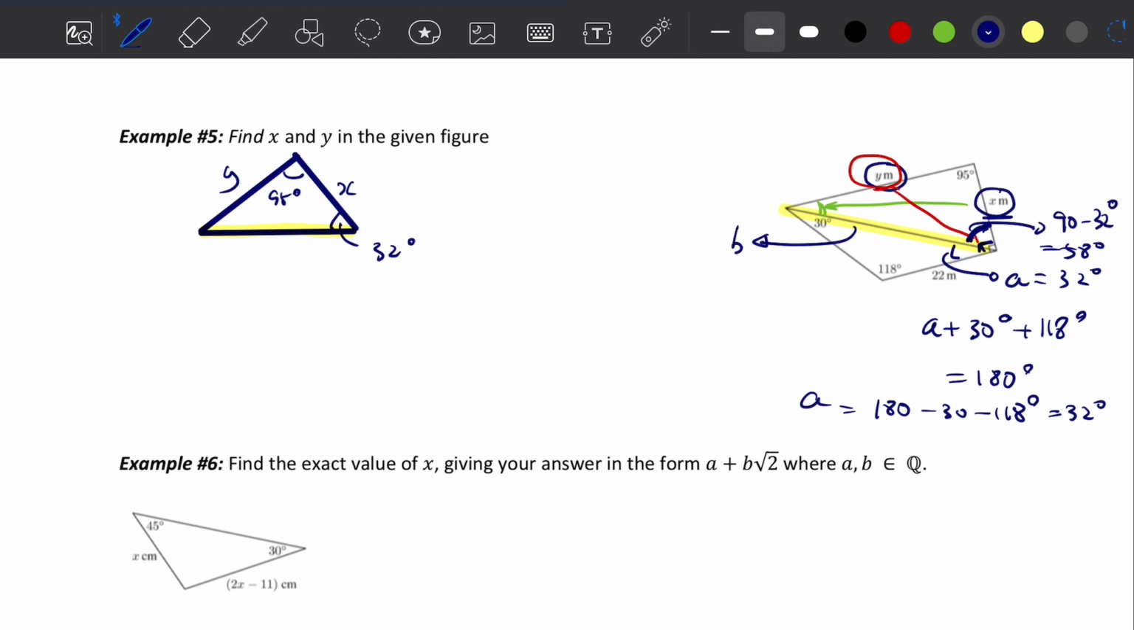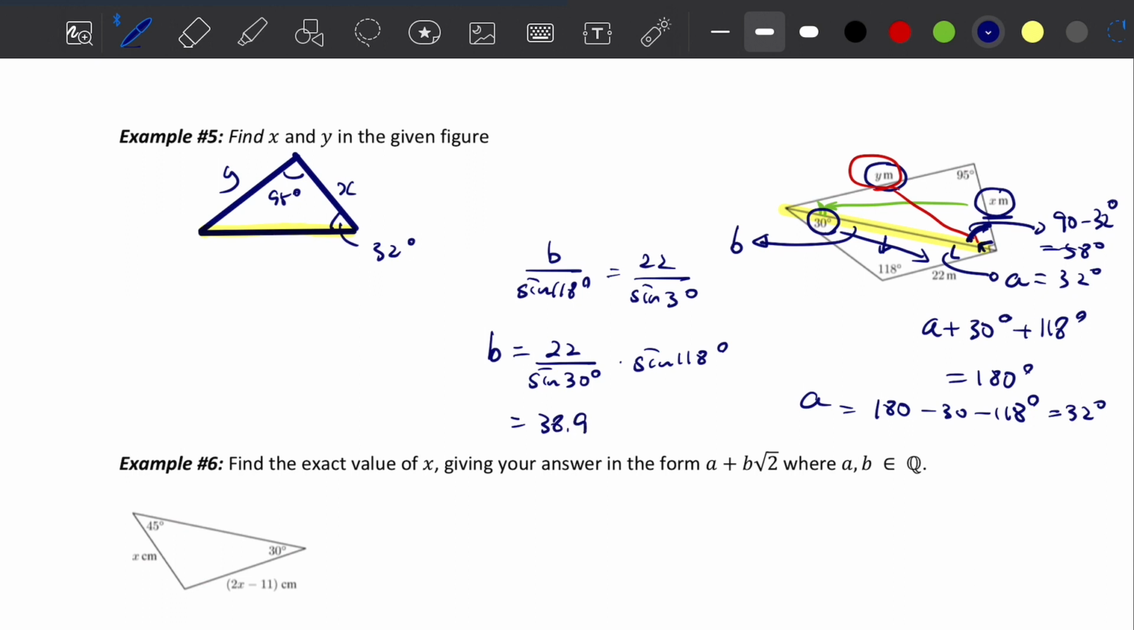I'm going to call this side B. To calculate the side B, I know its opposite angle, and I have one more piece of information, which is the 30 degree angle and its corresponding side. Then I can do B over sine 118 degrees equals 22 over sine 30. So B equals 22 over sine 30 degrees times sine 118 degrees. This gives us B equals 38.9 meters. So the yellow line has a length of 38.9 meters. Using this information, we can calculate the remaining sides.